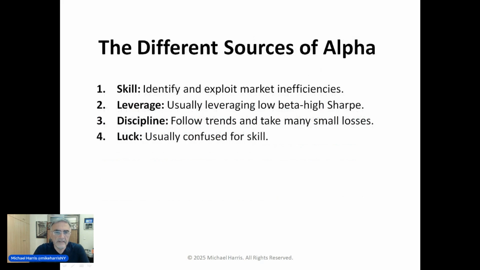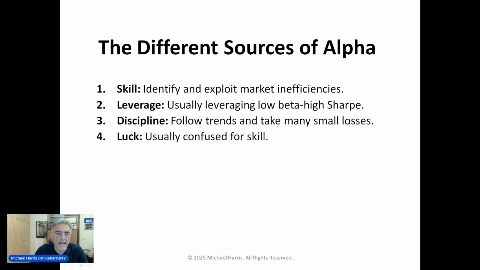There are different sources and definitions of alpha. There is alpha due to skill: identify and exploit market inefficiencies. This is the hardest form of alpha to realize. It's questionable whether it is robust and whether it exists at all in the markets, especially in non-stationary markets.